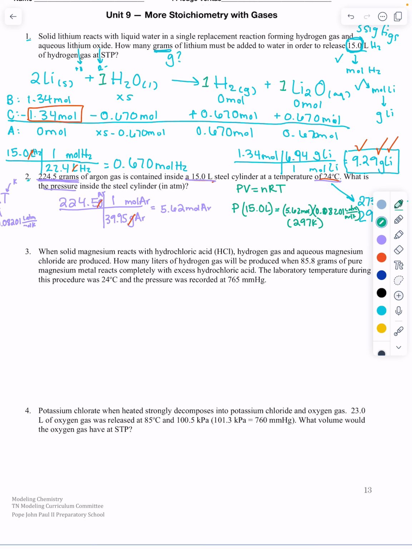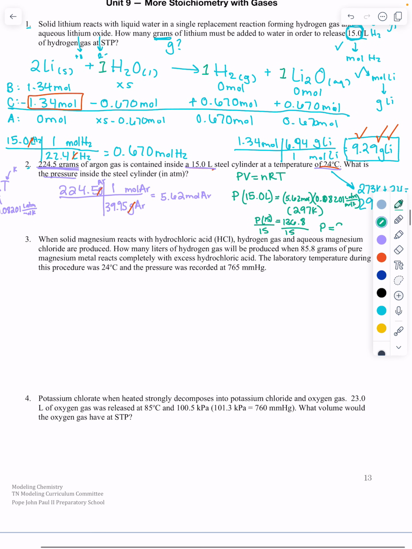Okay, so to solve for P, I will multiply everything on the right side of the equation. And that will give me 136.8. And then I just need to divide by 15. And my final pressure will be 9.13 ATM. So again, make sure I have the correct number of sig figs.